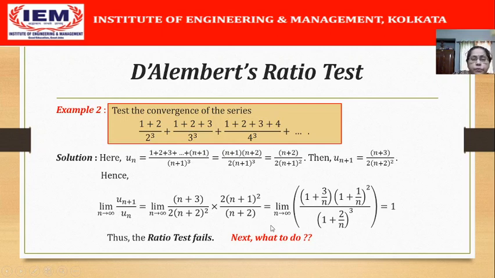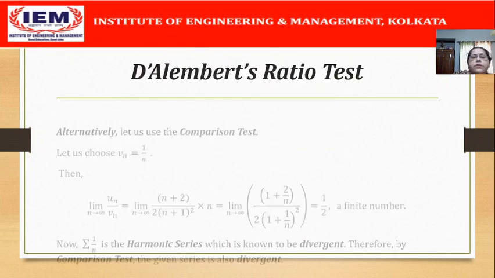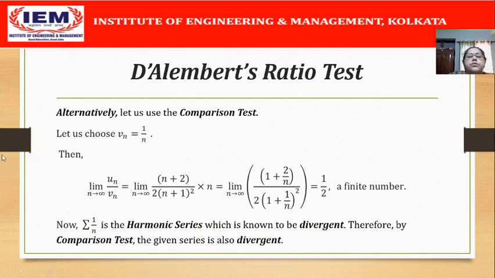What can we do? So obviously we have to use some other test. And we still now have learned only the comparison test. So let us try to use the comparison test. Let us choose the second series of the comparison test Vn as 1 by n. Now see, limit un by vn as n tends to infinity, as we put the values of un and vn over here, takes this form.